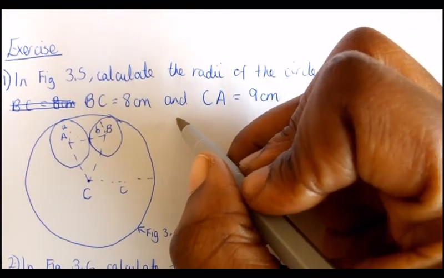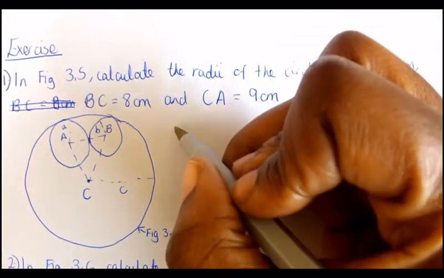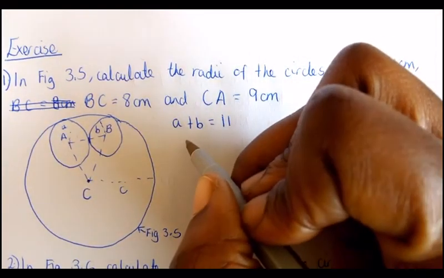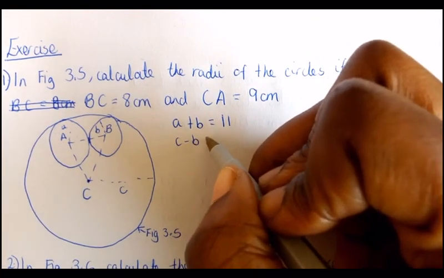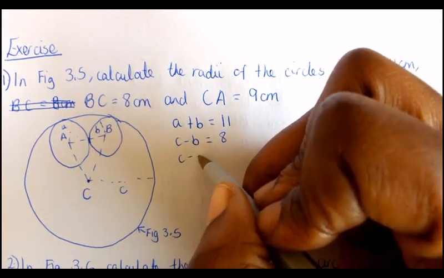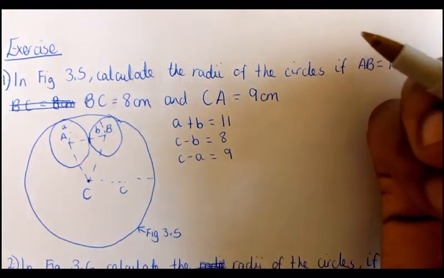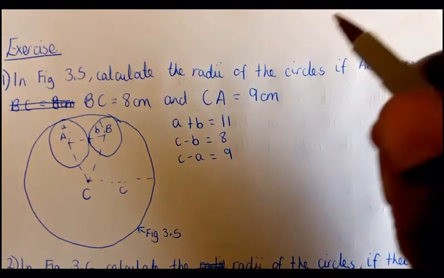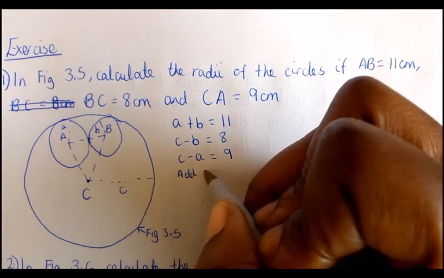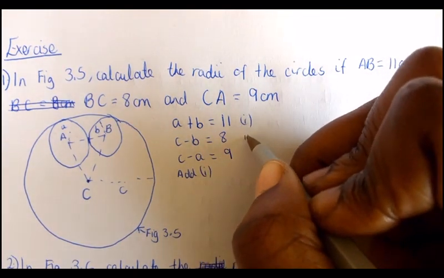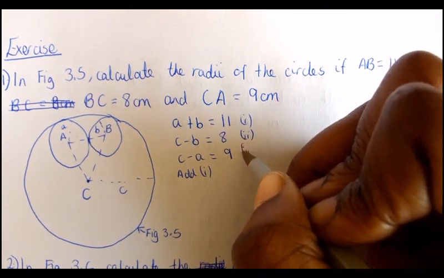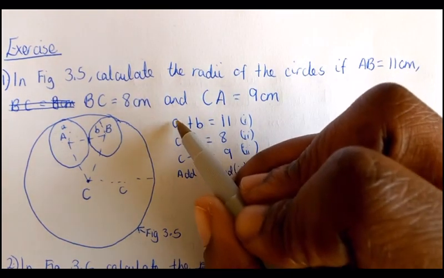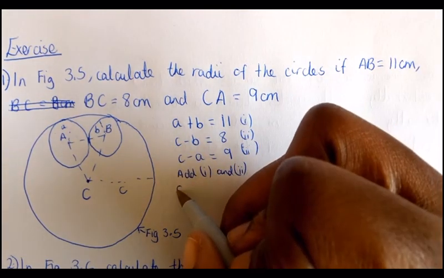So we can say that A plus B is equal to 11, and then C minus B is equal to 8, and C minus A is equal to 9, like this. So the first thing that we can do here is add equation 1, this is equation 1, this is equation 2, and this is equation 3. Add 1 and 2. If we add equation 1 and 2, A plus this, there is no A here, so it's A.